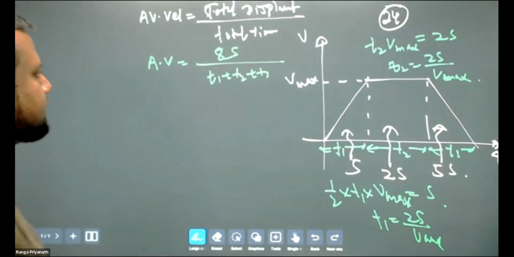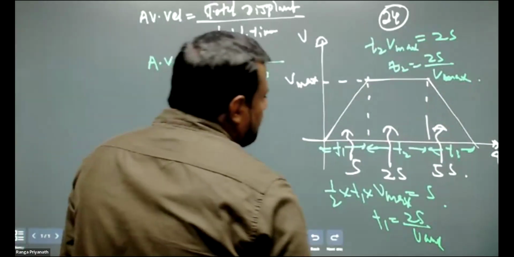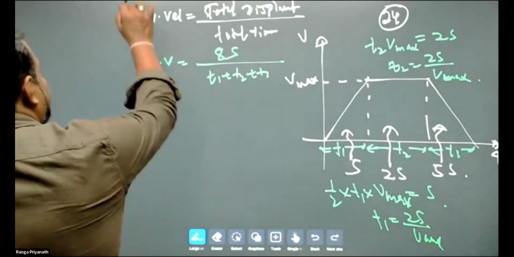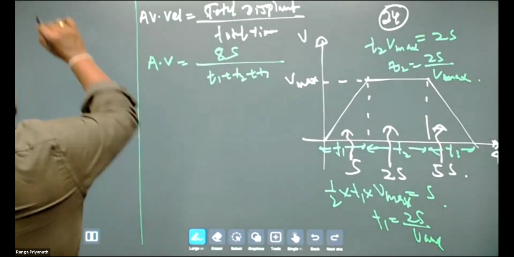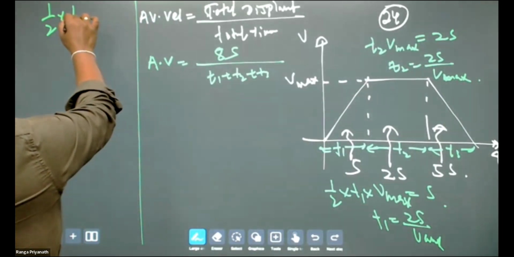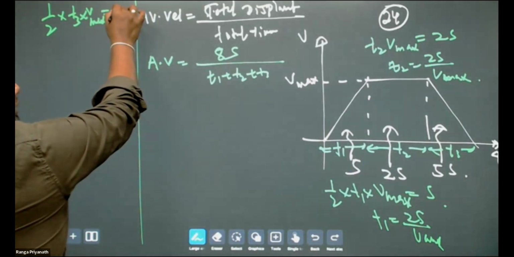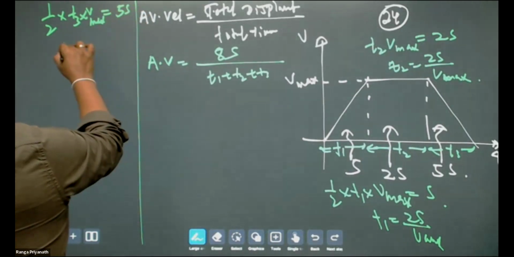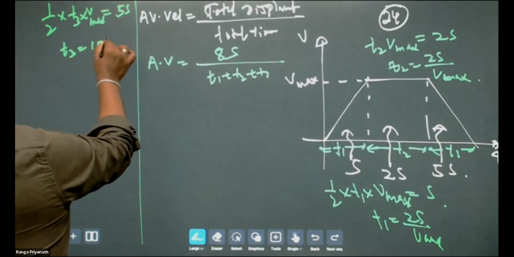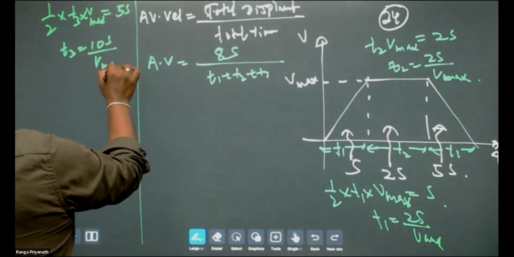Similarly, let's find t3. For the triangle, half t3 Vmax equals 5s. So t3 equals 10s divided by Vmax.